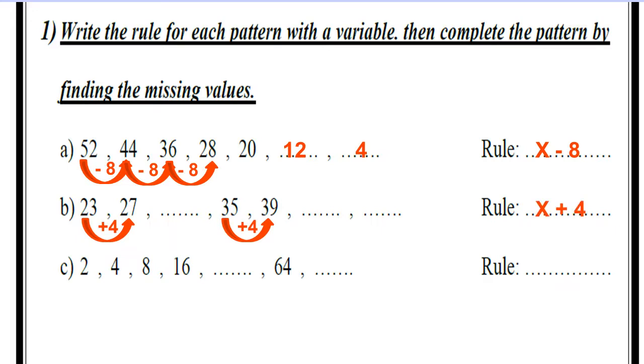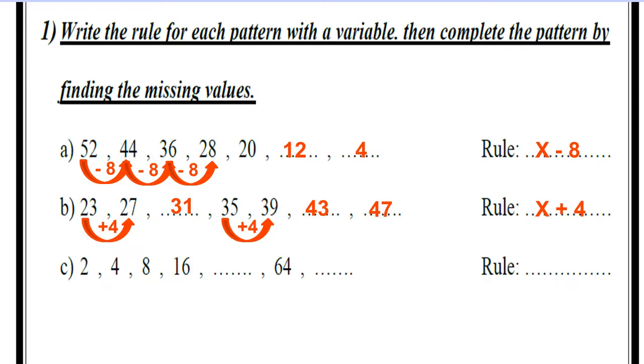And also we can use any variable you want. X, Y, Z, any variable. So here let's find the missing number. So 23 plus 4, 27. 27 plus 4 will be 31. And now 39 plus 4 will be 43. And 43 plus 4 will be 47.